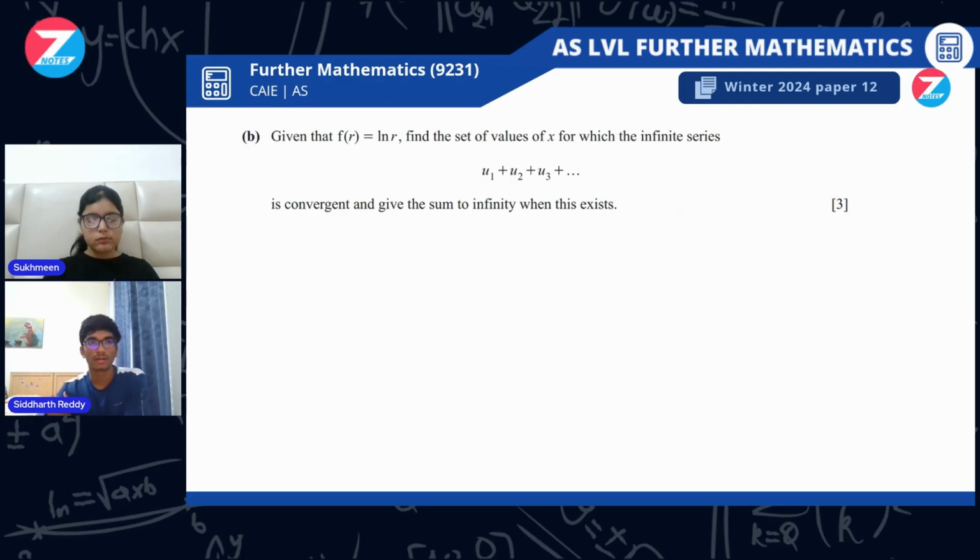Given that f of r is equal to ln r, find the set of values of x for which the infinite series is convergent and give the sum to infinity when this exists. Okay, so f of r is equal to ln of r, which means that, I accidentally closed the slides.